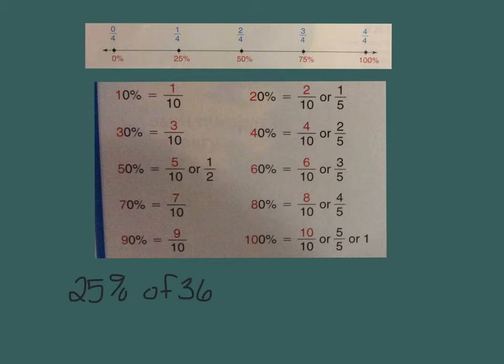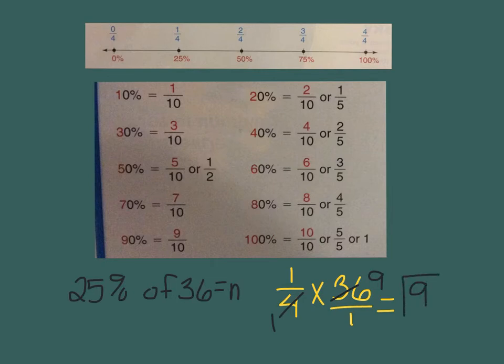So if we're asked to find 25% of 36, and that would equal n, we know that 25% actually equals 1/4. We can look up here at our chart, and that reminds us that 25% equals 1/4. And whenever we hear the word of, it means times. So we would use our multiply sign there. 36, we can put this over 1, and that will give us what that 25% of 36 equals. I can reduce down. 1 times 9 equals 9. So 25% of 36 would equal 9.